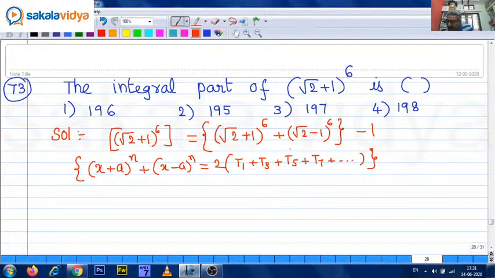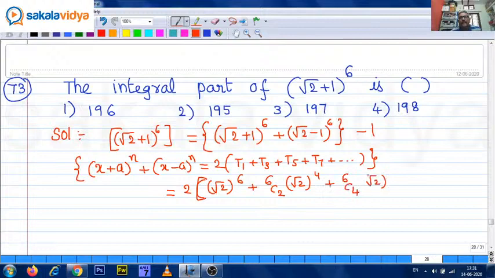We need to add (root 2 plus 1) and (root 2 minus 1), and subtract 1. Exactly. So now this is equal to 2 times t1. T1 stands for the first term, that is root 2 power 6. Plus t3, 6c2 root 2 power 4. t5 is 6c4 root 2 whole square, plus t7, which is 6c6 root 2 power 0.